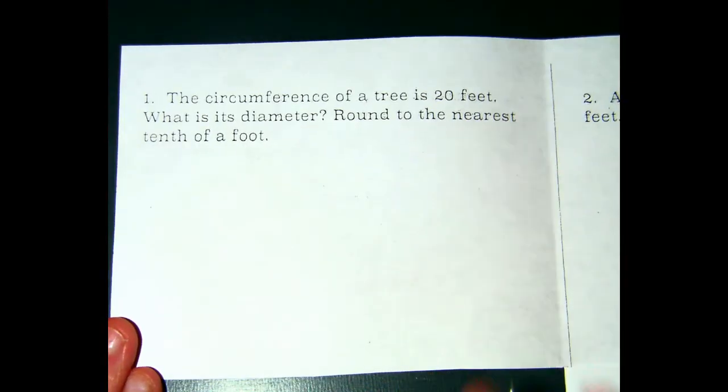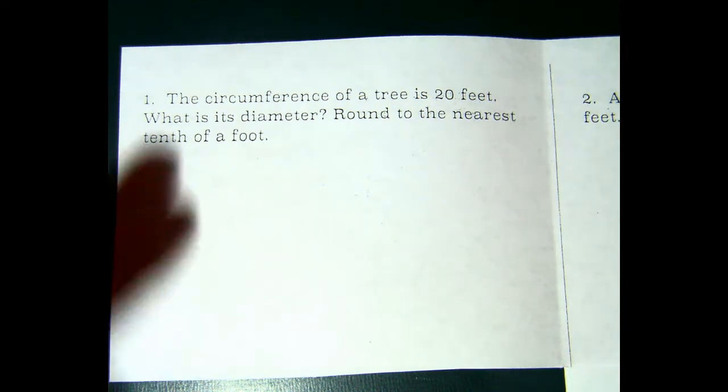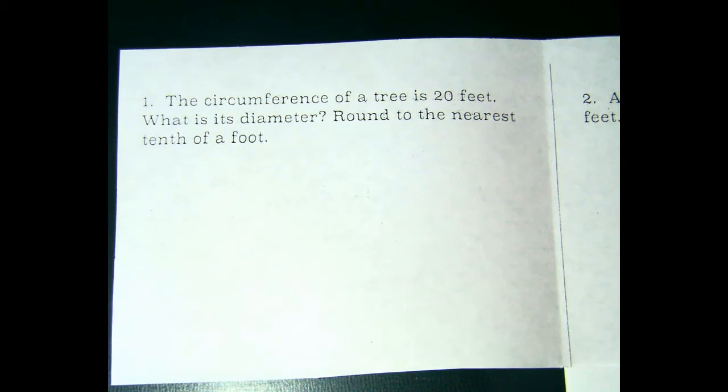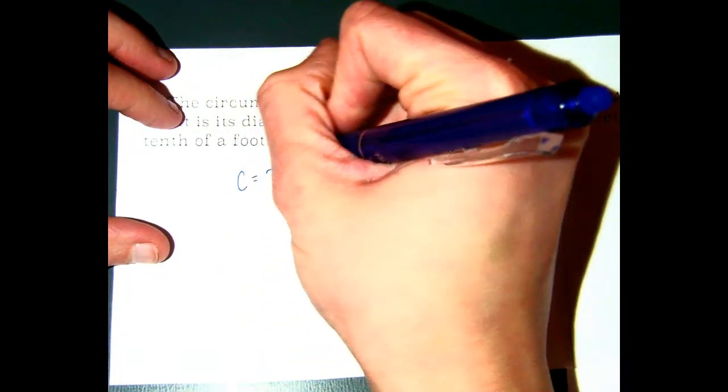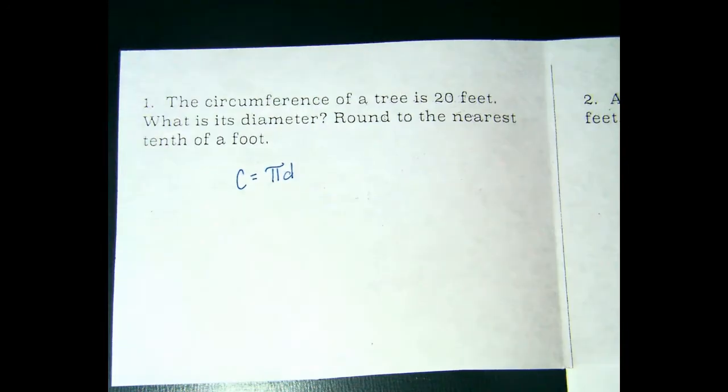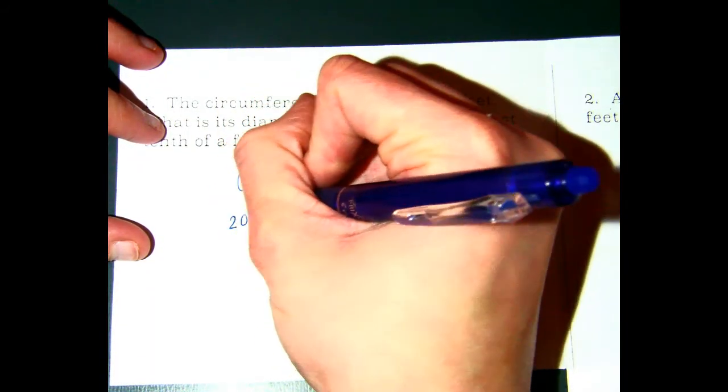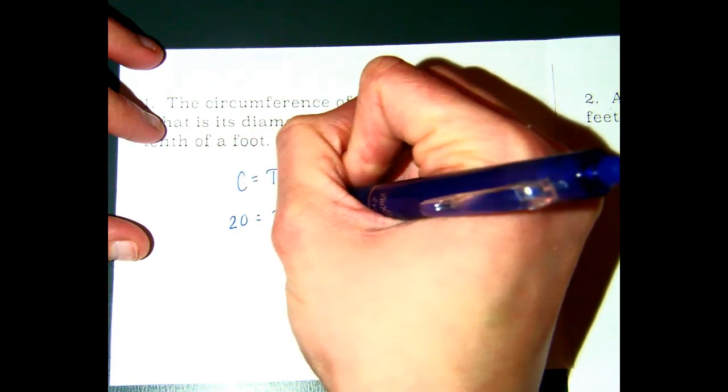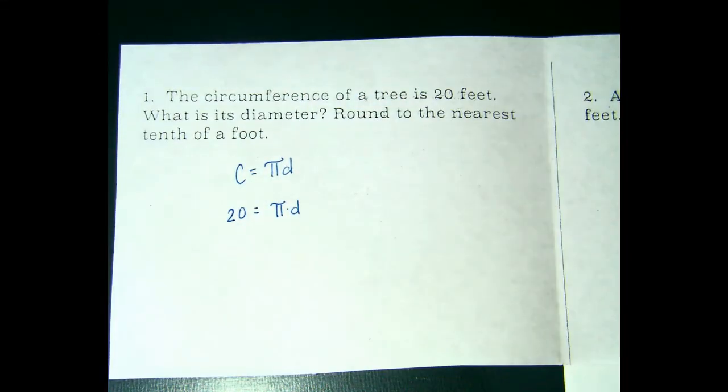Now, these are not going to be always finding the circumference. They might be the opposite here. This one says, the circumference of a tree is 20 feet. What is its diameter? Which formula do I want to use? Pi d. It does not matter, but since it says diameter, that's what I'm going to use. The circumference is 20. So 20 equals pi times d. And I need to find the diameter.